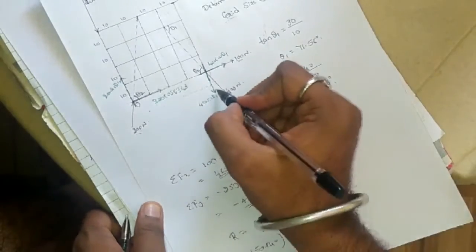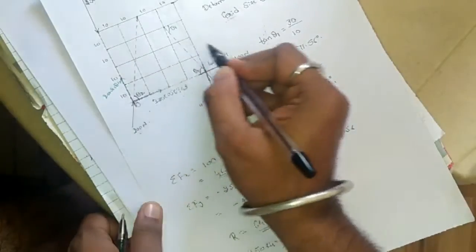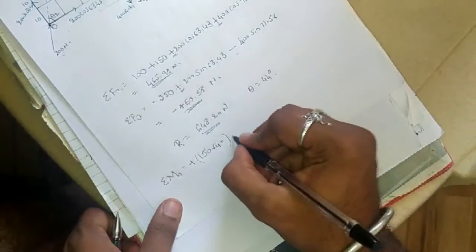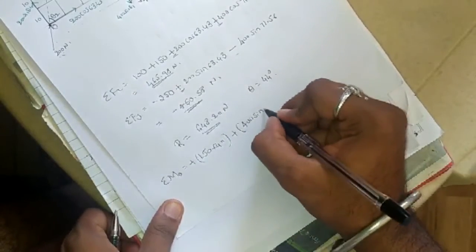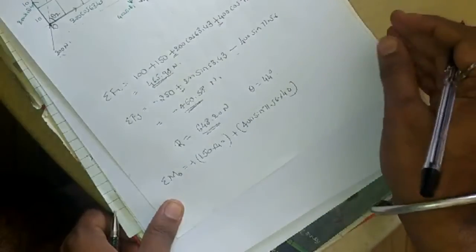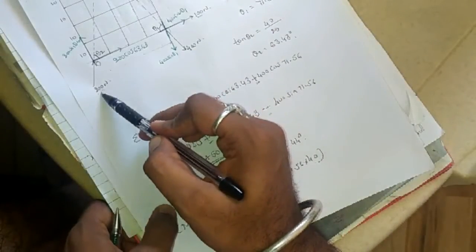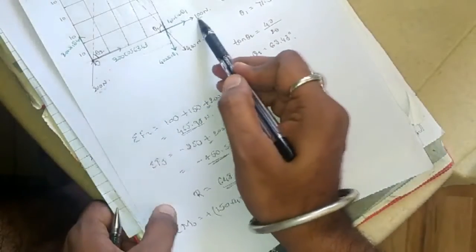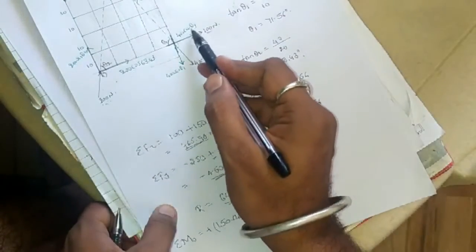Is it clockwise or anti-clockwise? From this point to this point along the distance, imagine an arc. You can see it is clockwise. So plus 400 sin theta 1, which is 71.56, into 40. So we have considered the 200, where the moment produced at this point is 0. 100 is 0. 150 into 40. 250 into 0. And 400 cos theta 1 is 0. Sin theta 1 into 40.